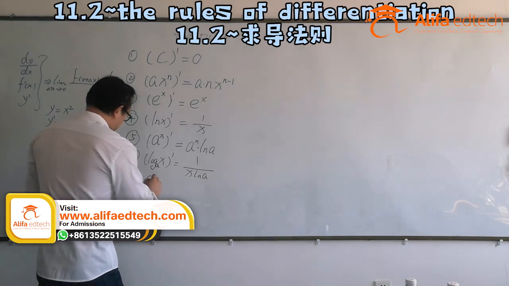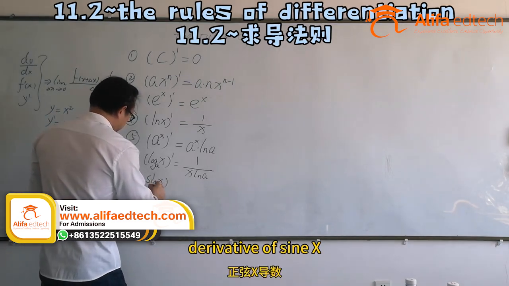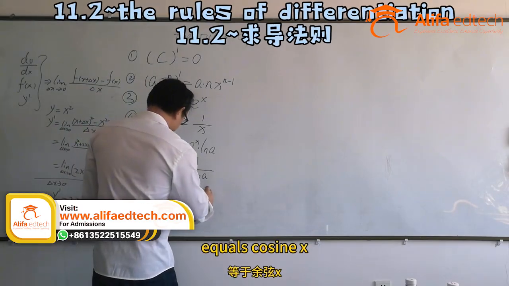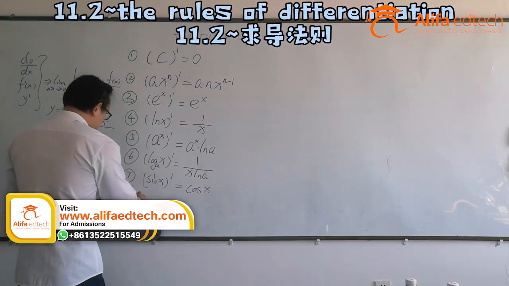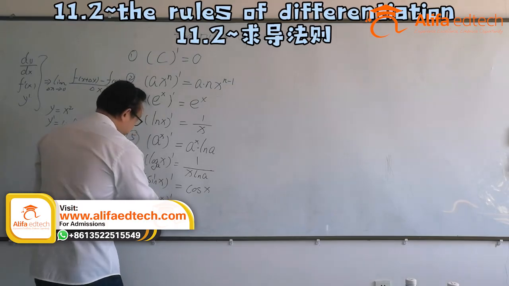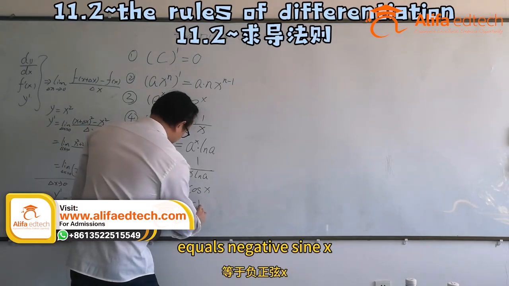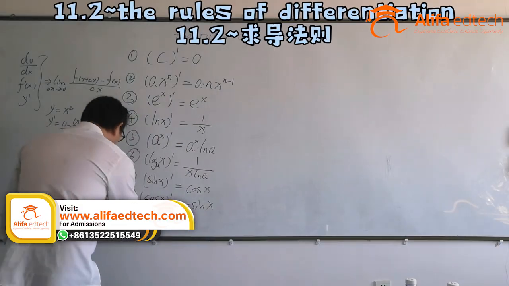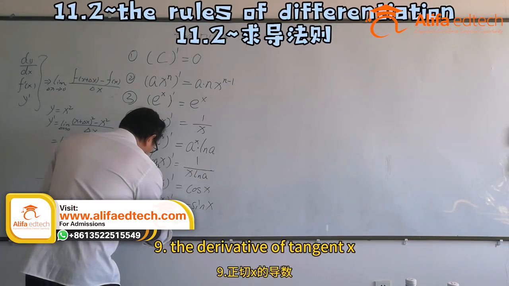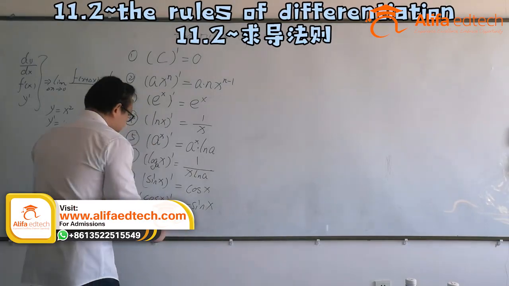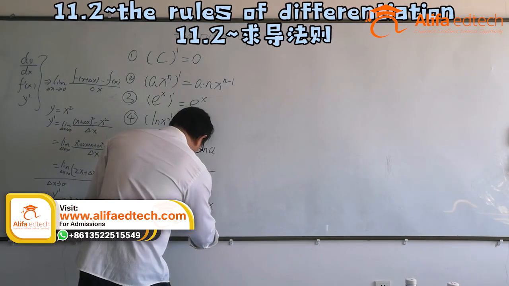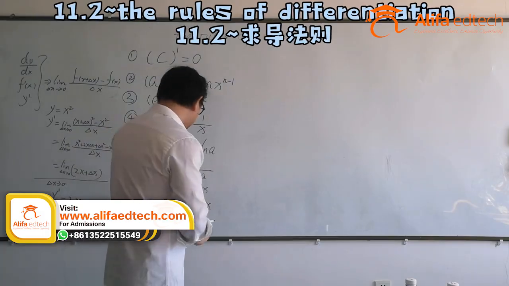7. The derivative of sin x equals cosine x. 8. The derivative of cosine x equals negative sin x. 9. The derivative of tangent x equals secant squared x.